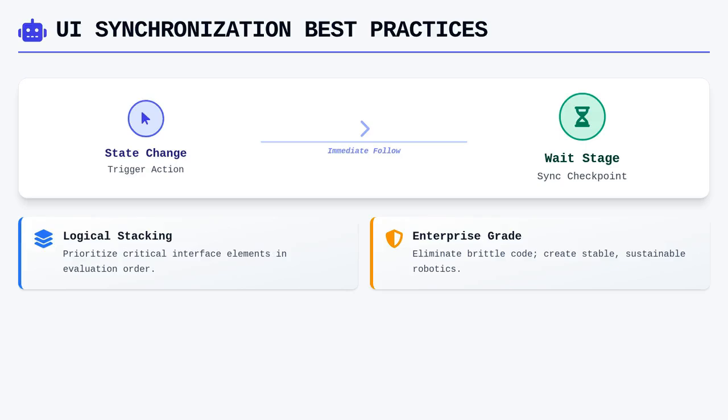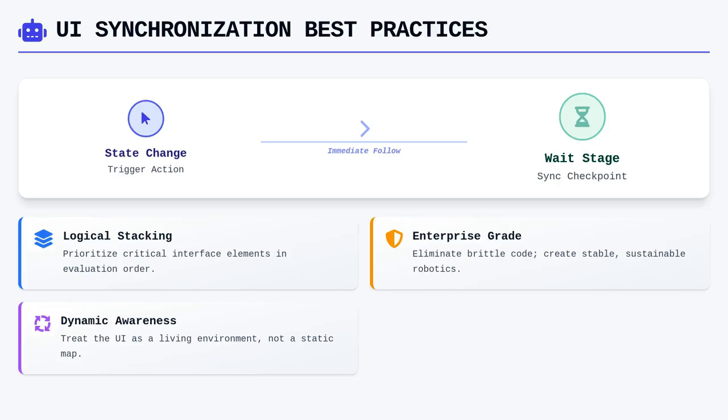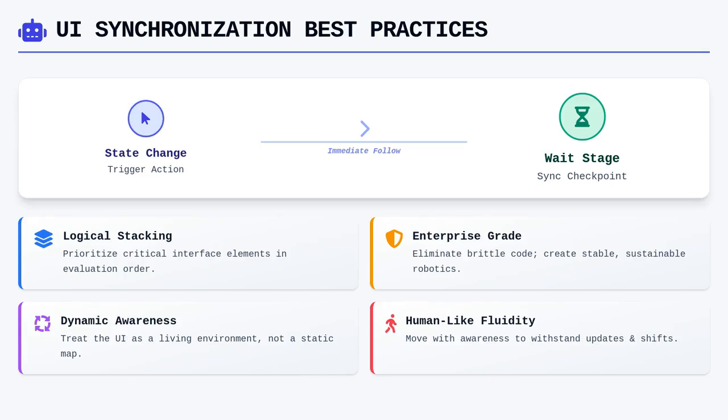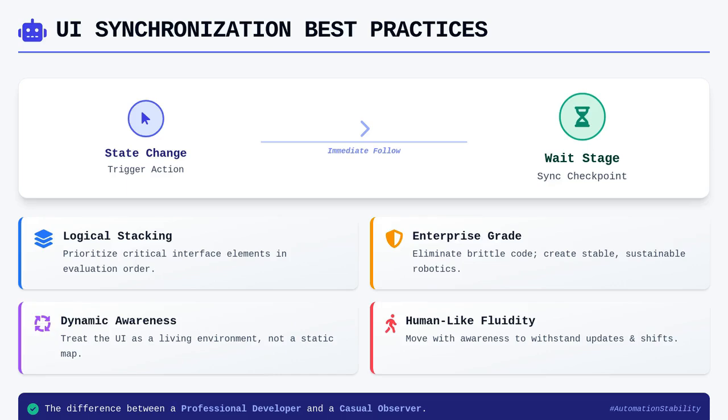When we treat the user interface as a living, dynamic environment rather than a static map, we move away from brittle code and towards sustainable enterprise-grade robotics. As we continue to refine these interactions, remember that the goal is to make the robot appear to move with the same fluid awareness as a human user. This depth of synchronization is exactly what distinguishes a professional developer from a casual observer, ensuring our automations remain stable through updates and environmental shifts.